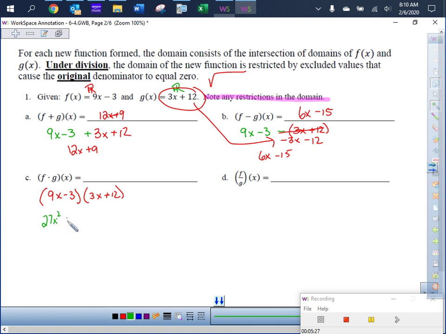Outside, help me out with the 9 times 12. That's 108x, is that right? And then minus 9x minus 36. And please take 108 minus 9 for me so we can get that answer. What's 108 minus 9? 99, and it's positive. 99x minus 36.